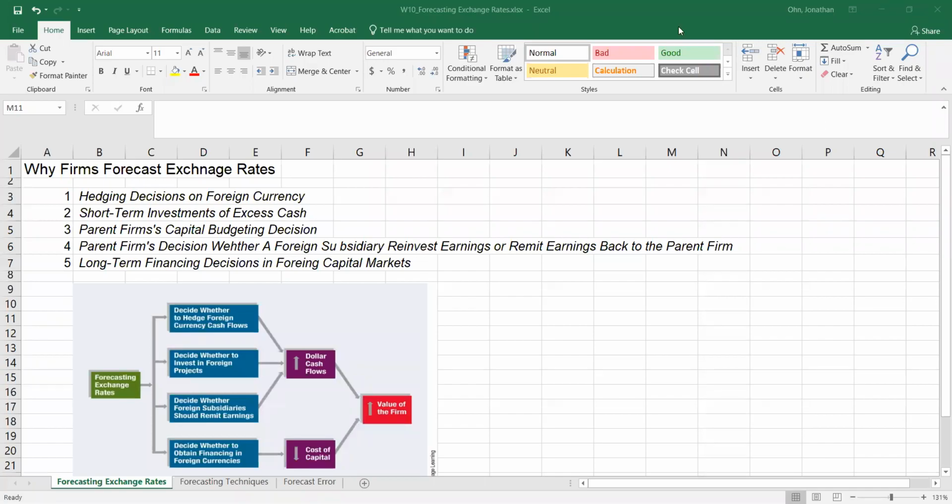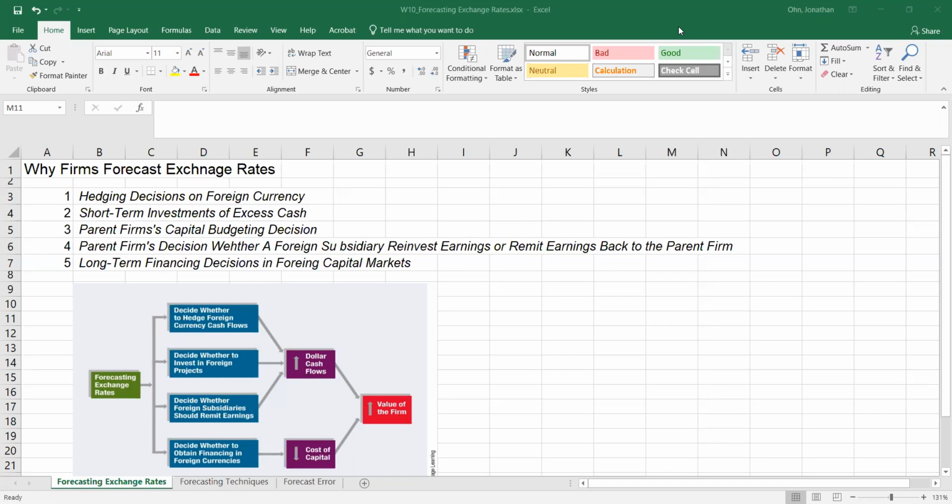All right. Good afternoon. Today's topic is forecasting exchange rates. Forecasting the exchange rate is an important input in a number of decisions, for example, hedging decisions on foreign currency. A reasonable, rational forecast of the exchange rate will be an important input for those decisions.